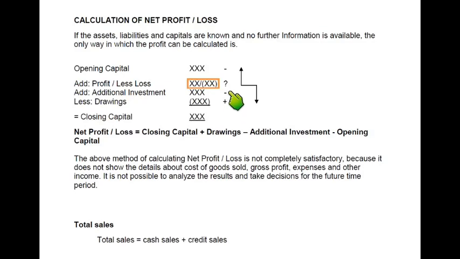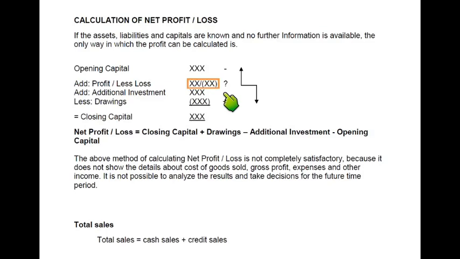Then additional investment: for example, I have invested 50,000 during the year. Therefore this 50,000 is not my profit, so I'll be deducting 50,000 from this figure. This was 125. So 125 minus 50 will remain 75. 125 minus 50, this is 75.